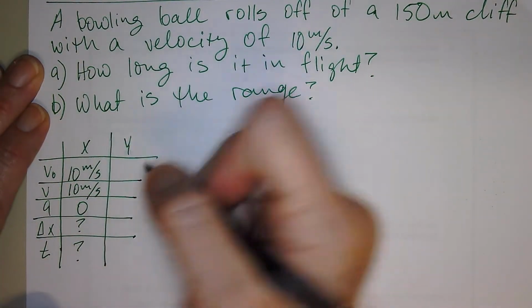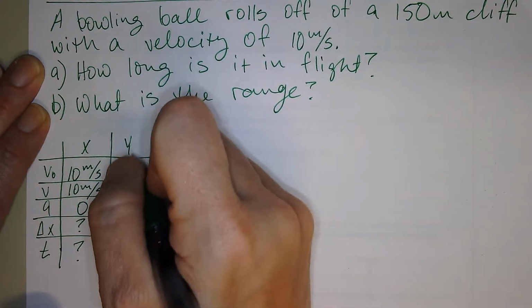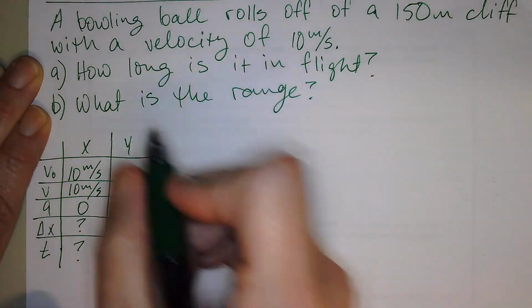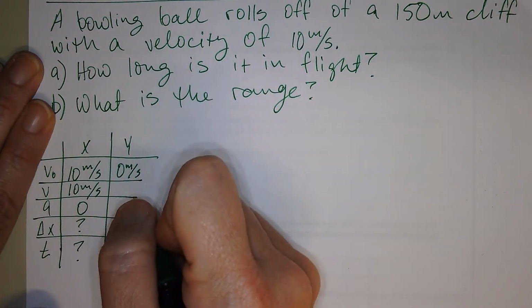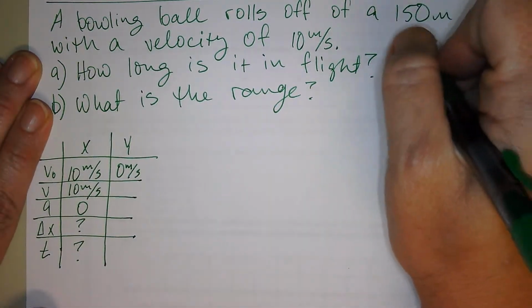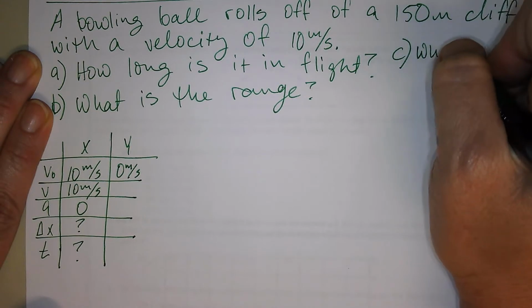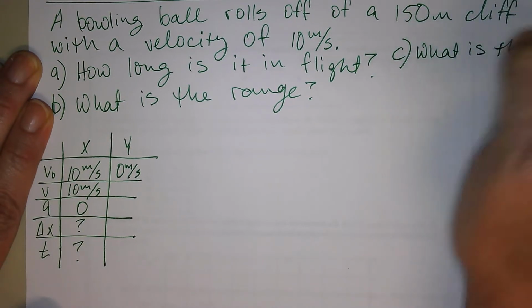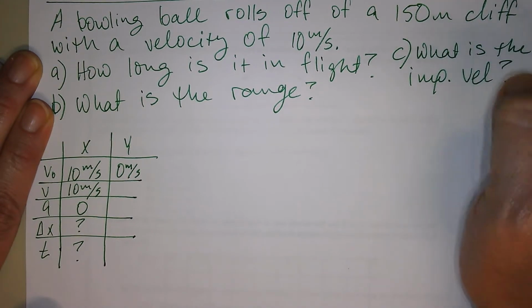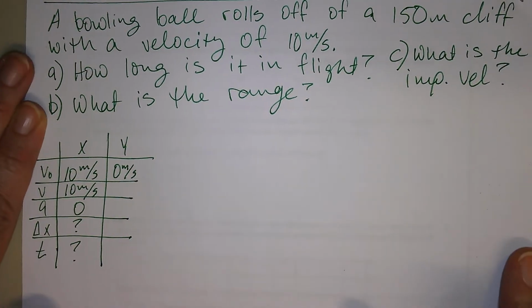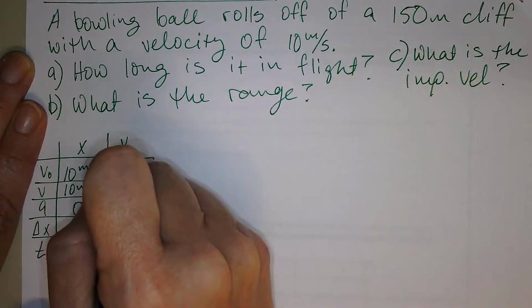For the Y, it's rolling off of the cliff. So in the Y, just the vertical direction, it's just falling. So it's 0 meters per second at the beginning. I don't know the impact velocity. Oh, that's a good thing, I'm going to do that as part C. What is the impact velocity? Okay, so that's going to be a part C. All right, so I'm going to have to know that.